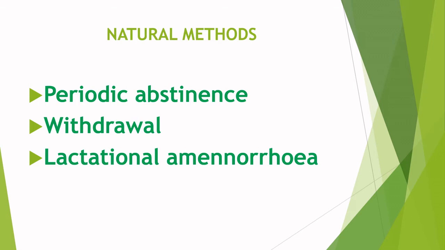Withdrawal, also called coitus interruptus. The male partner withdraws his penis from the vagina just before ejaculation to avoid insemination. Lactational amenorrhea. During the lactational period after parturition, there is a period where no ovulation occurs and hence no menstruation. Such a period we call the lactational amenorrhea period, and it is considered to be safe, but it need not be safe in some cases.